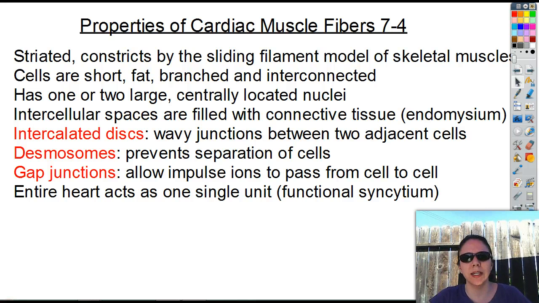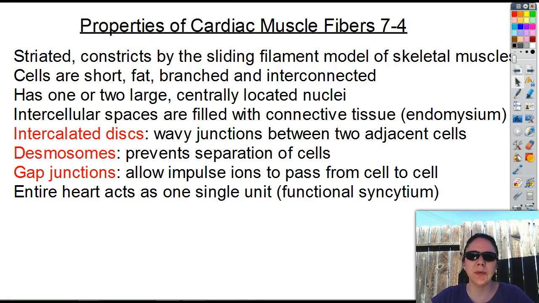If you remember, endomysium is kind of like the endo inside. Mys means muscle. So endomysium was almost like the sarcolemma, but not really. Alright, they also have something very special and unique called intercalated discs.